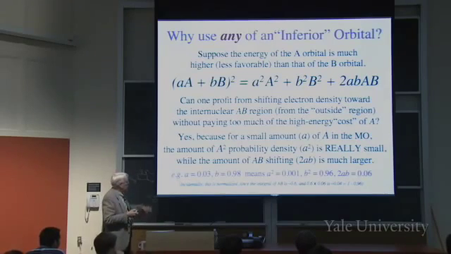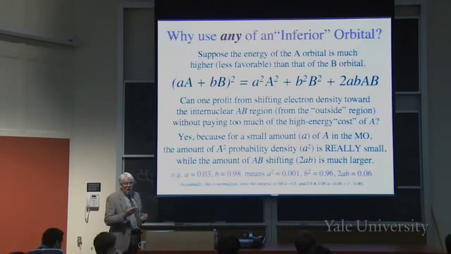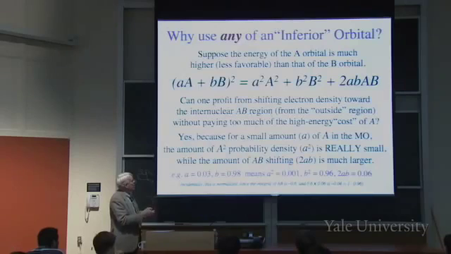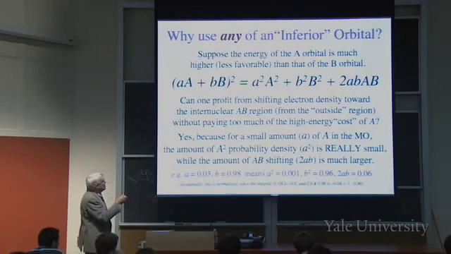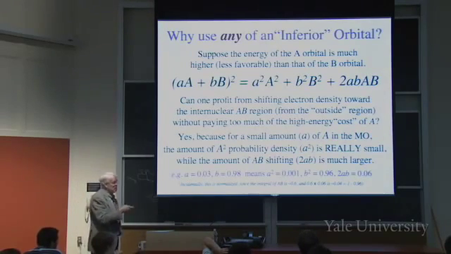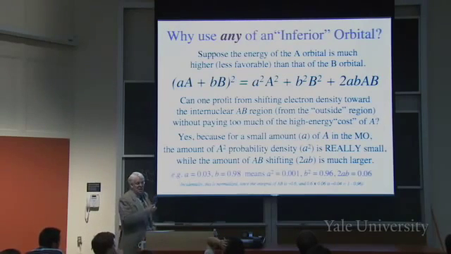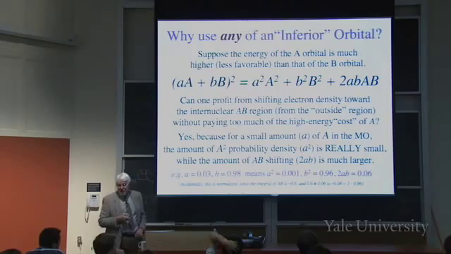For example, suppose A was 0.03 and B was 0.98. So you square them to find out how much. You square them and you find out that the amount of A squared you get is only 0.001. The amount of B squared is 0.96, and the amount of 2AB is 0.06. So you're getting 60 times as much of AB as you get of A squared. So that's why it can be useful to put a little bit in.